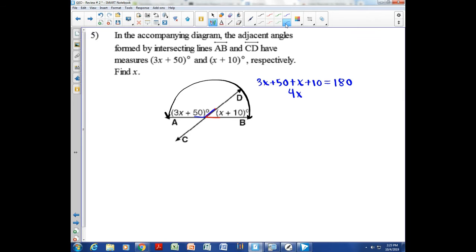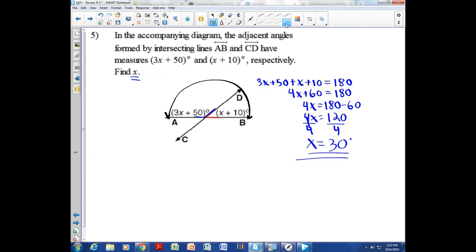We get 4x plus 60 is equal to 180. You get 4x is equal to 180 minus 60. 4x is equal to 120. Divide by 4, and x is equal to 30. The question is find x. We found x. We are golden.